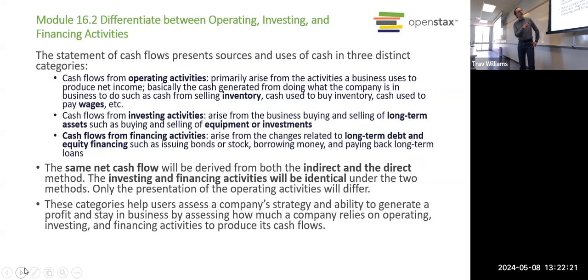So as I mentioned, the operating section is where the majority of the cash flow is. It relates to inventory, any cost to make your inventory, acquire your inventory, pay your employees, any money that came in from selling your product, all of that relates to operations.